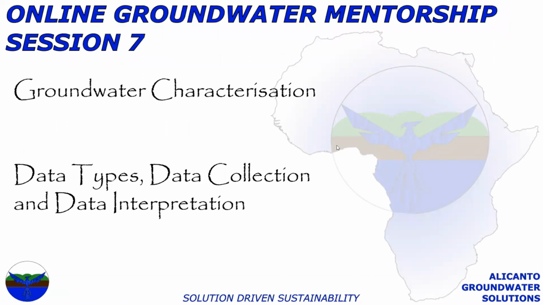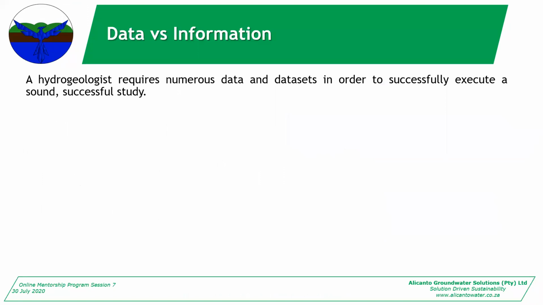So the data types, the collection of this data, and then the data interpretation that we typically encounter. This is not an exhaustive list. This is just the typical ones that we use in groundwater. So can anybody tell me the difference between data and information before we go through this slide? Does everybody know this?